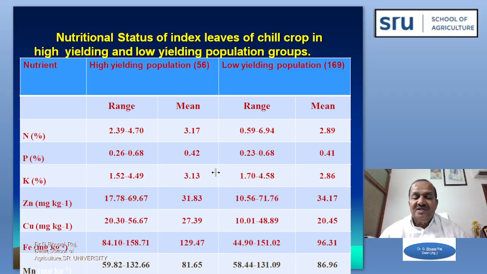All these mean values of N, P, K, zinc, copper, and manganese are of the high yielding population. Then coming to the low yielding population, we have taken the average of the 169 population values. These are the values: 2.89 for nitrogen, 0.41 phosphorus, 2.86 for potash, 34.17 zinc. These are the mean values of nitrogen, phosphorus, potash, zinc, copper, iron, and manganese for the low yielding population.